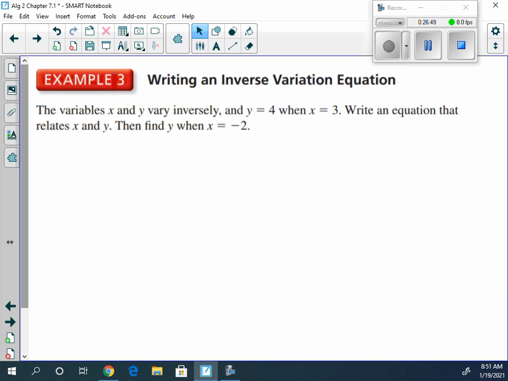I remember these. The variables x and y vary inversely, and y is equal to 4 when x is equal to 3. Write an equation that relates x and y. Then find y when x equals negative 2. Write your own formula.